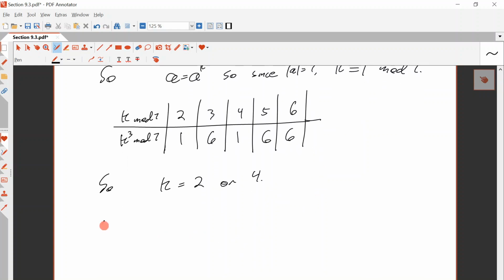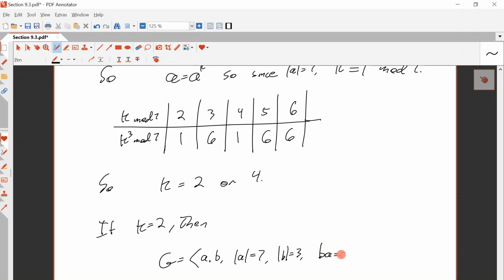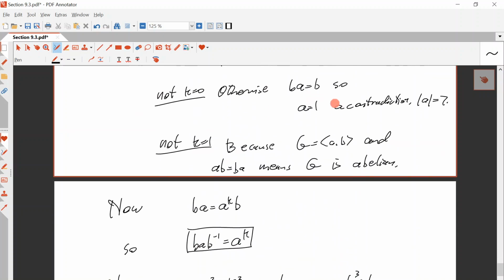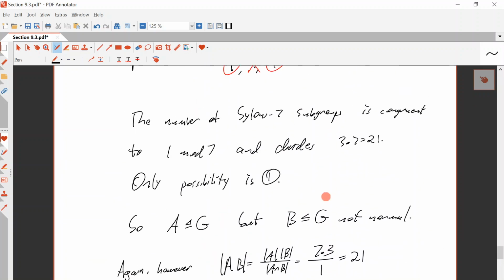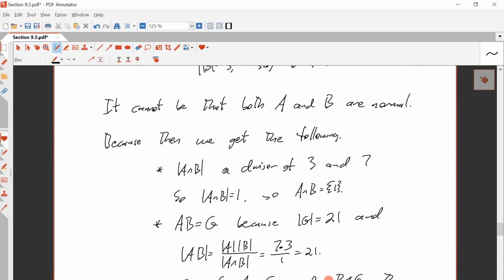Right? So if k is equal to 2, then G is generated by A and B, where the order of A is 7, the order of B is 3, and BA is A squared B. Right, and that's what we wanted.